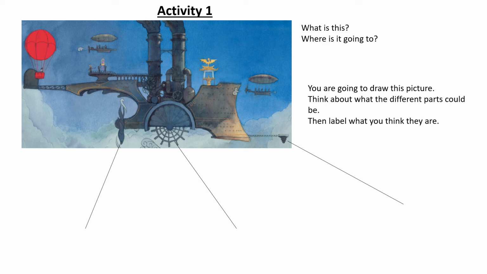So what I would like you to do for your activity today in English is you're going to draw this picture. So on a piece of paper, you're going to draw this picture. Okay, now you can use the picture to help you to draw it. I want you to look closely at the picture when you're drawing it so you can include lots of the detail that's on there. When you've drawn your picture, you're going to think about what the different parts could be. So where these lines are coming out from on this slide, that's what you're going to think about what those different parts could be. Okay, and then on your picture, you're going to label what those 3 parts could be.